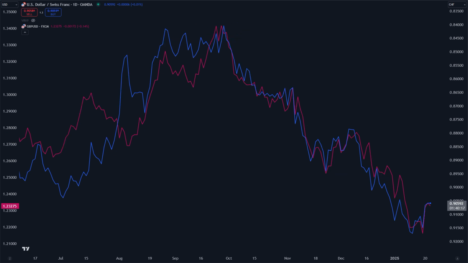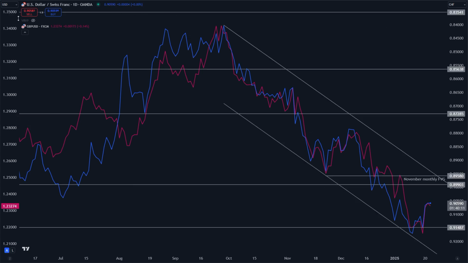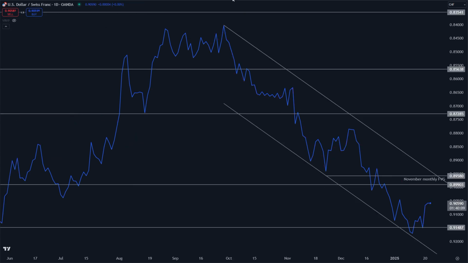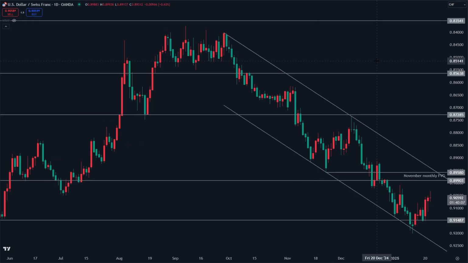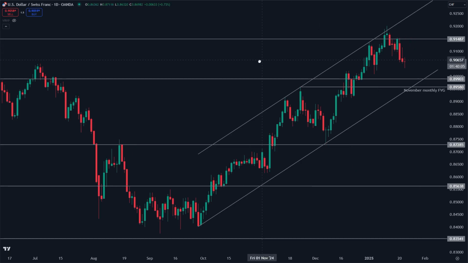Now, if we go back here to the dollar Swiss franc, so put our levels back on here, take off the pound, and go back to candles, all right? And also re-invert that so that we're right side up.